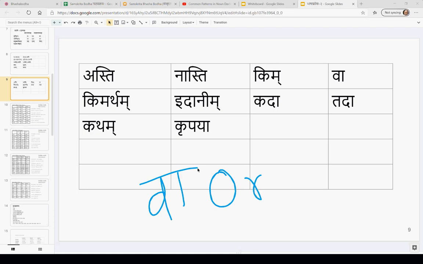Yes or no? Yes or no? Va sukravara. So it is just used like that. Adya shukravasara va, shanivasara va. So if you don't know, like that. Adya bahihi rushti bhavati va na va.